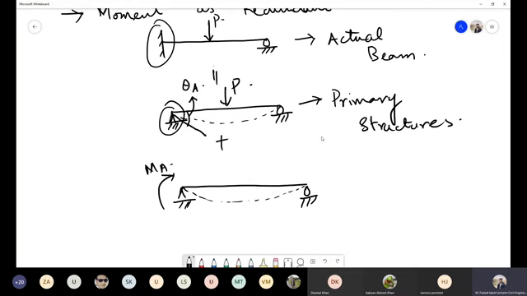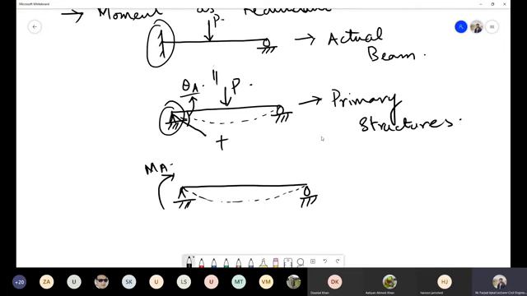And when we write the compatibility equation, we will make these two deflections or rotations equal, and they will cancel out, and the overall effect is that the rotation at this point will still remain zero. But we will use this superposition principle to write the compatibility equation, and using that we can find out one particular reaction. So this is the whole idea.